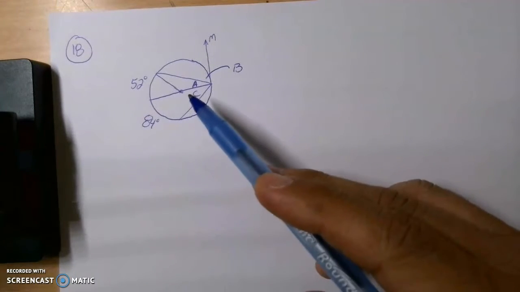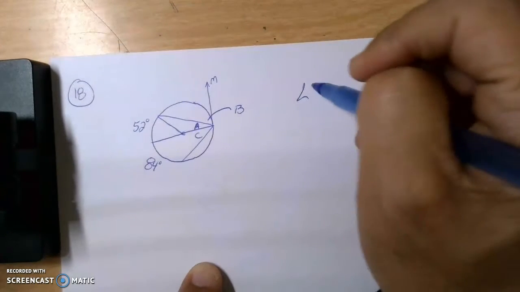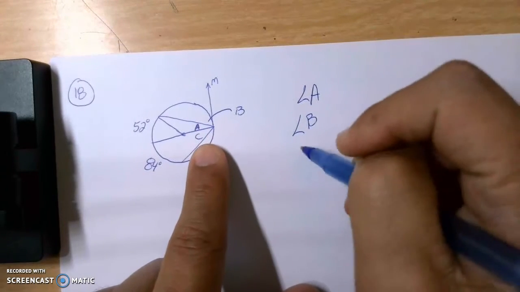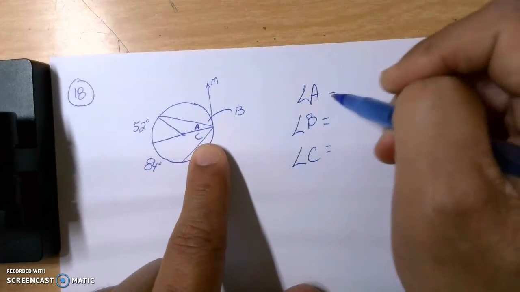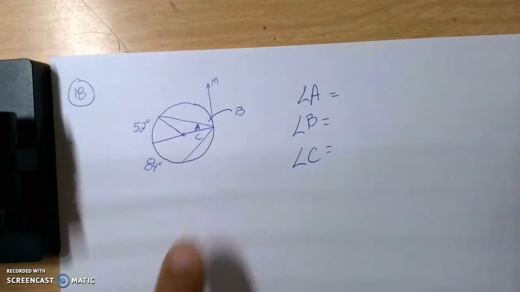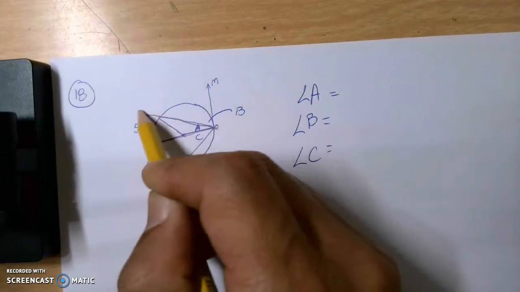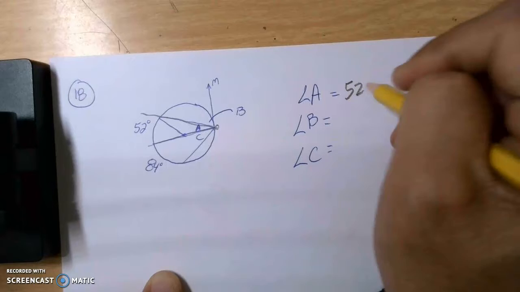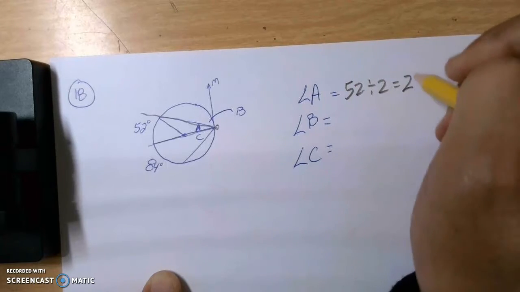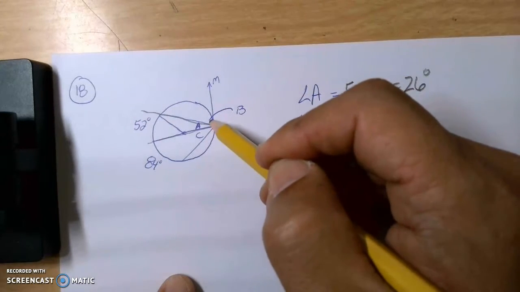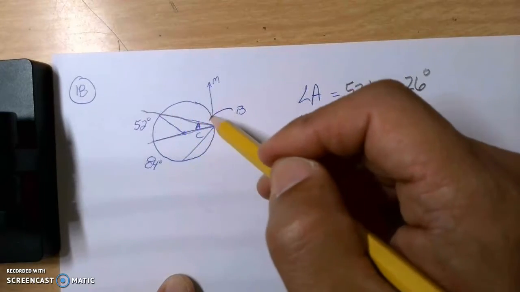Okay, let's take a look at here. Number 18, we've got angle A, we've got angle B here, and we've got angle C that we're going to try to figure out. If I look at angle A, it's an inscribed angle, and it hits 52, so angle A is half of 52, which is 26 degrees. Angle B is right here, but there's no angle here.